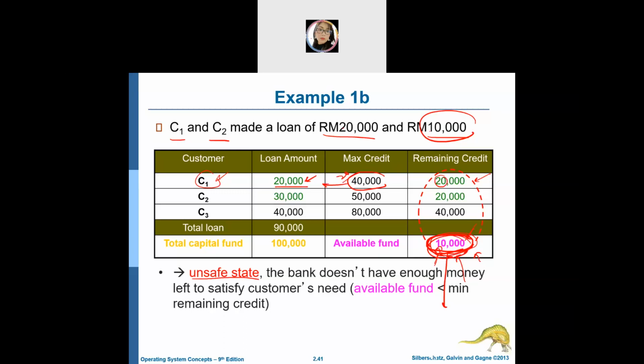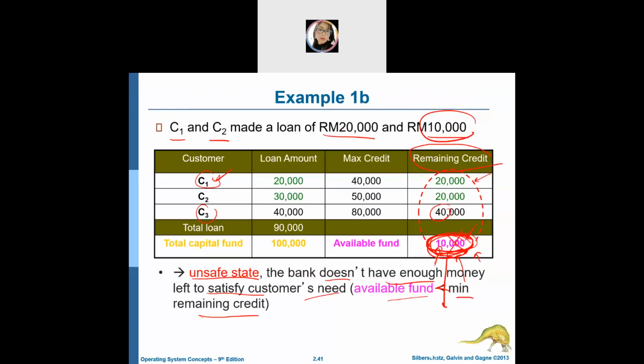Because you can see here, you cannot support this customer. If at that time this customer C suddenly wants a loan, then you totally cannot support that also. So it is an unsafe state. The bank doesn't have enough money left to satisfy the customer's need, which means the available fund is less than the minimum remaining credit.